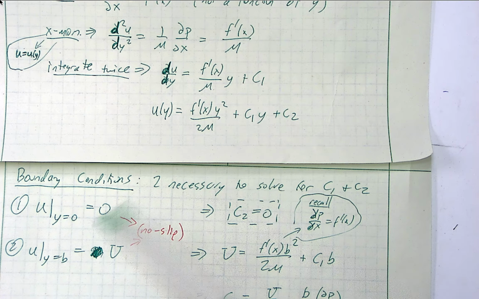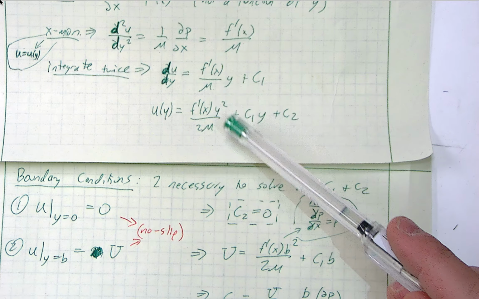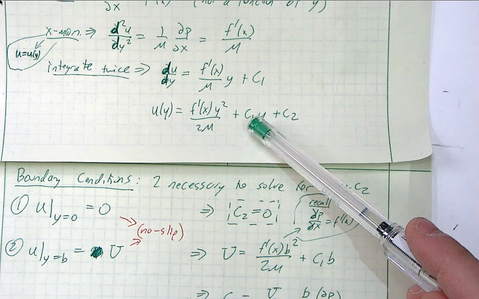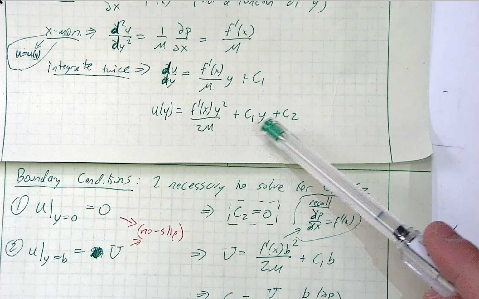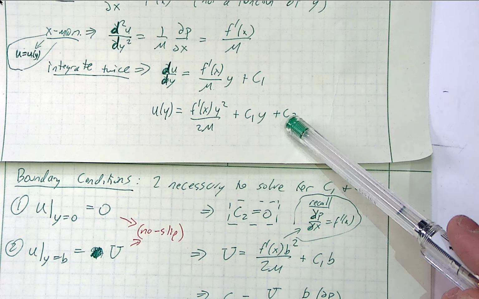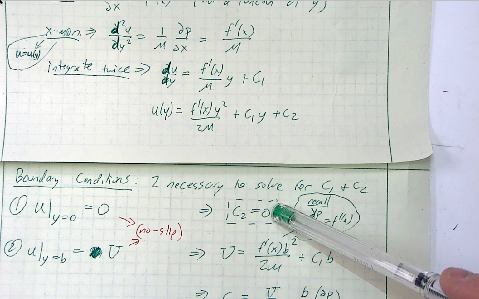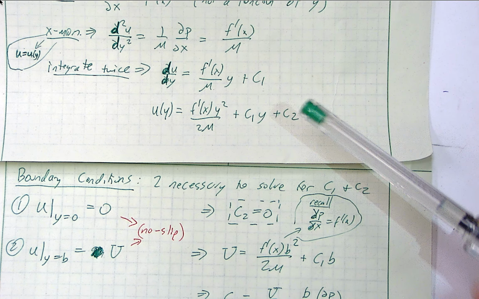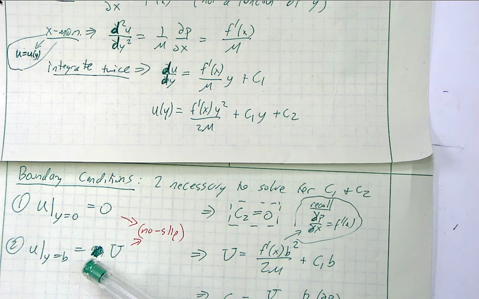So if we do the first one, plug in y equals 0 to our equation here. That goes to 0. That goes to 0. U at y equals 0 must be 0. Therefore, C2 is just 0. All right, simple enough. Good to get rid of one of our integration constants. The other integration constant doesn't go away.